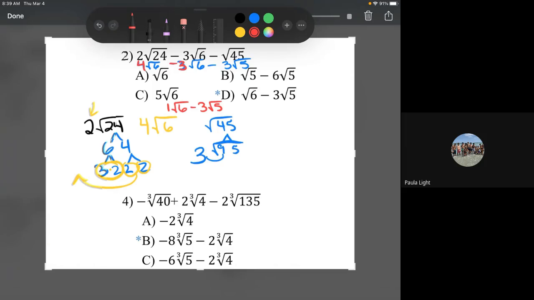All right, number 4, the answer is B. Are we dealing with square roots or cube roots? Cube roots. So it's good to write down the perfect cubes. So I'm going to write down some perfect cubes for number 4 to get us started.